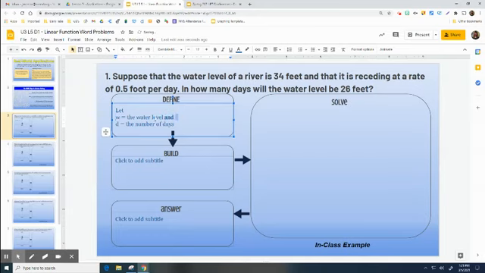So let W be the water level and D be the number of days. Those are the 2 values that I have. Our water level depends on the number of days. So I know that the water level is going to be my dependent variable. It depends on the days. So that's really going to represent that Y inside my equation, where normally my dependent variable is shown. And then the number of days is my independent variable.